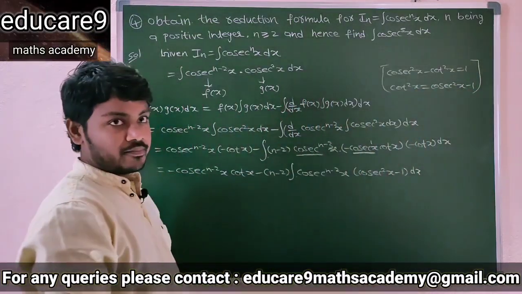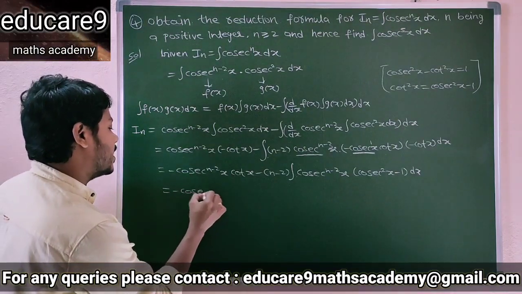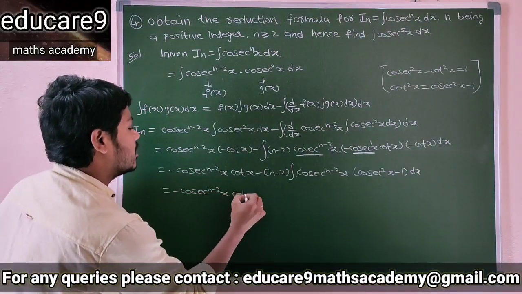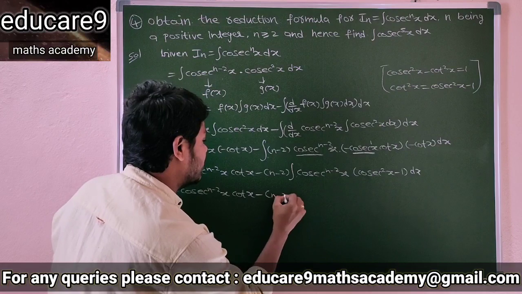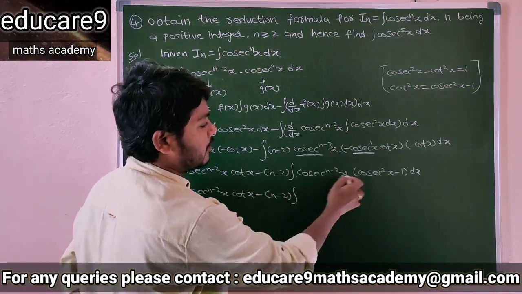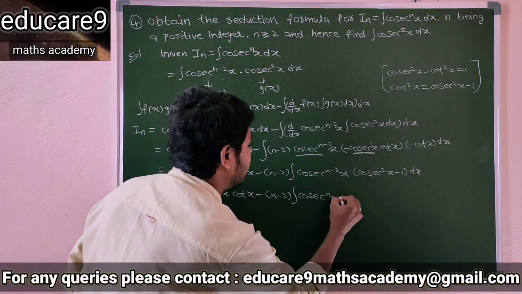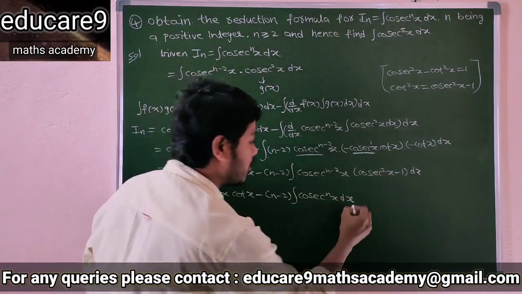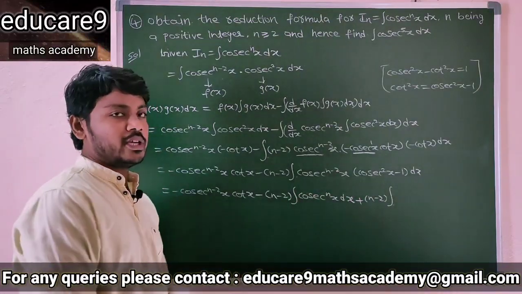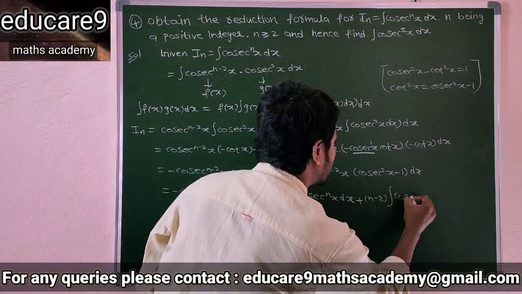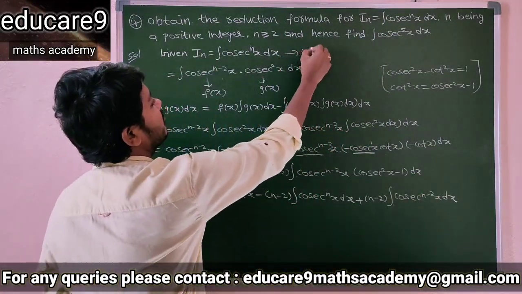So apply this formula. Now multiplying inside, what you get? This is minus cosec power n minus 2x cot x minus, separating the integration, n minus 2 into integration of cosec power n minus 2x into cosec square x, that is cosec power nx dx, minus into minus is plus n minus 2 into integration of cosec power n minus 2x into 1, that is cosec power n minus 2x dx. So this is equation 1.